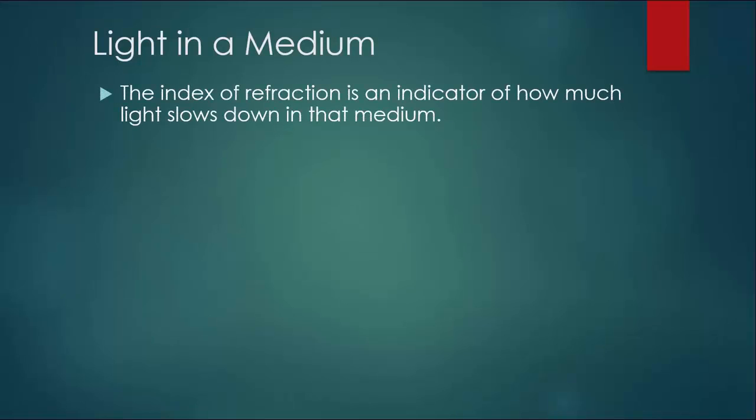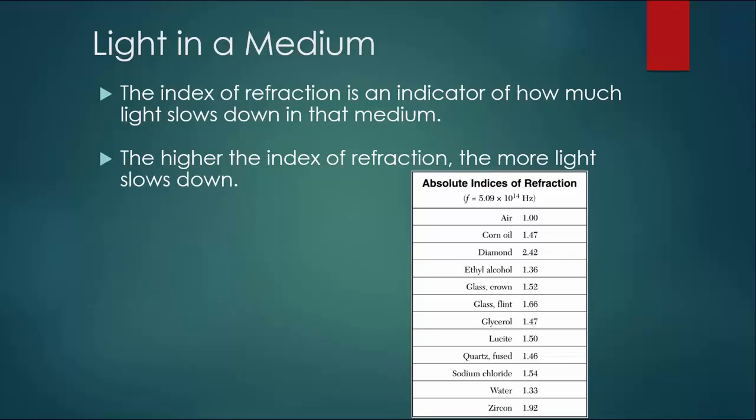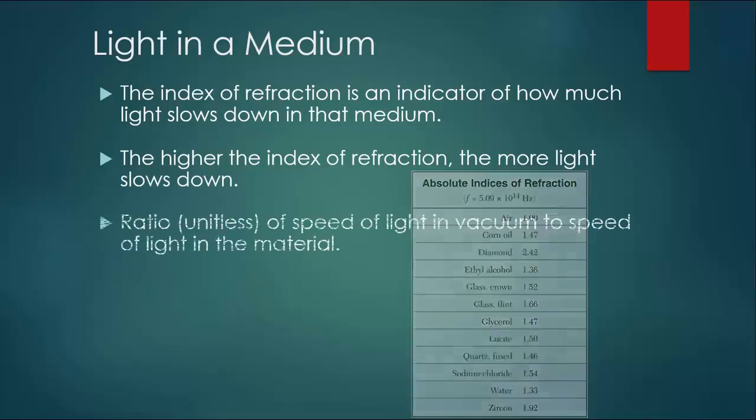The index of refraction is an indicator of how much light slows down in that medium. The higher the index of refraction, the more the light slows down. Looking at the table again, we can see that light must travel the slowest in diamond because diamond has the highest index of refraction. Light would travel the fastest in air because it has the smallest index of refraction.